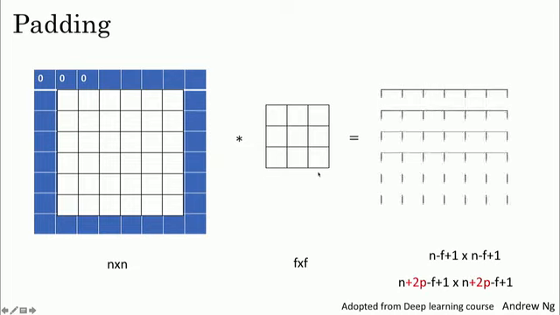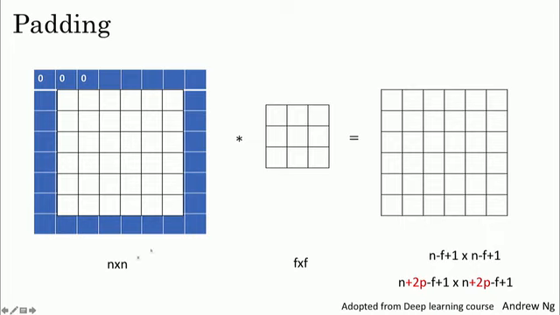If you do the padding, you are able to preserve the input size. Using the padding, the size of the output will be n plus 2p, where p is the unit of the padding. For example, here p is 1. Minus f, where f is the size of the filter, here 3. Plus 1 times the same thing.